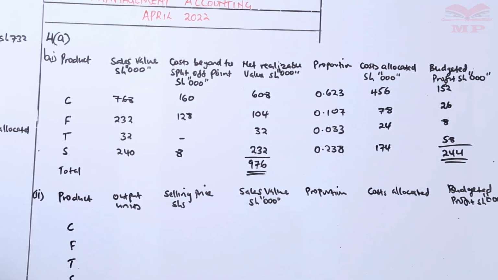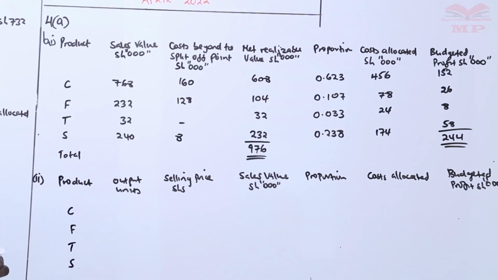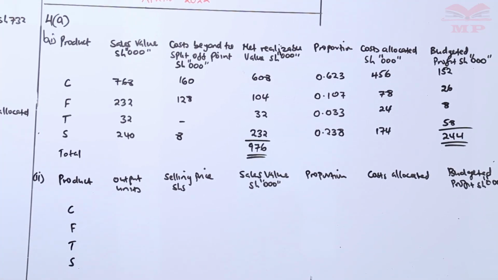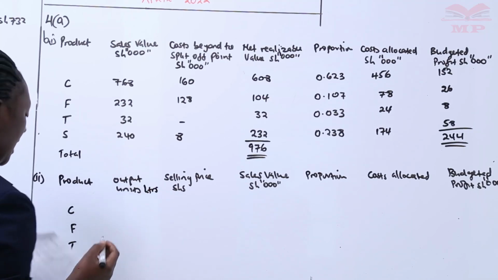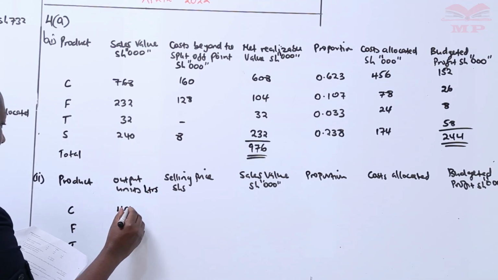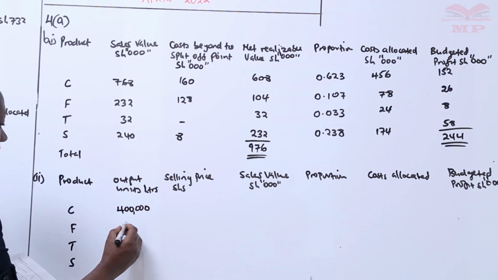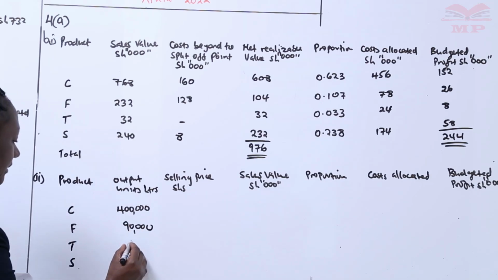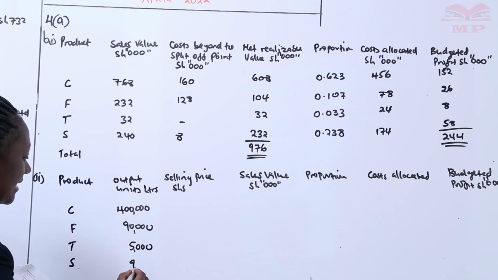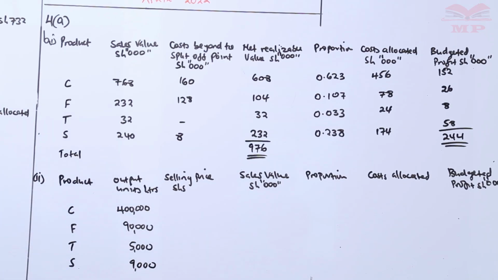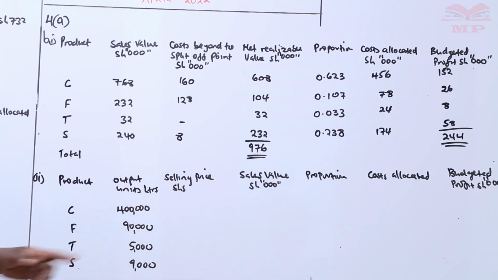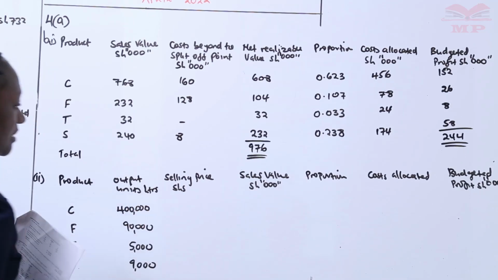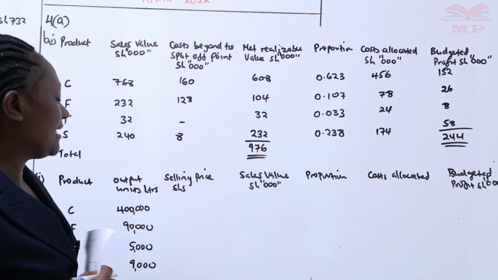We are given the sales prices. Before the sales prices, we have output. In table number 2, we are given output in liters. For product C, we have 400,000. F is 90,000 liters. T, 5,000. And S is 9,000. So we are assuming that this company will not process the products further after the split off point, meaning we are not including the cost beyond the split off point, right? They will not be incurred. So once we have this output, what is the selling price and how much will the farm gain in terms of the sales value?